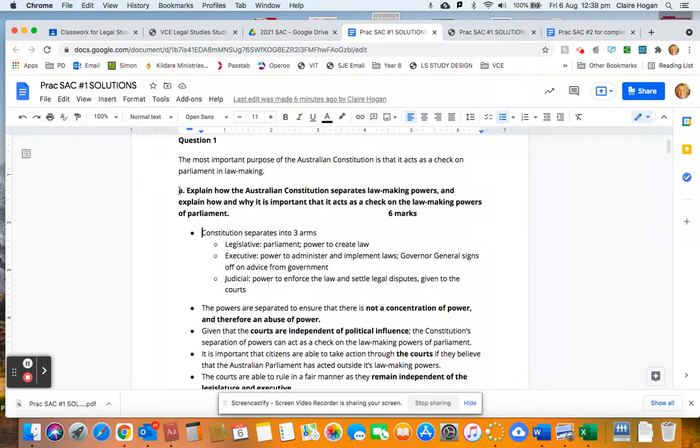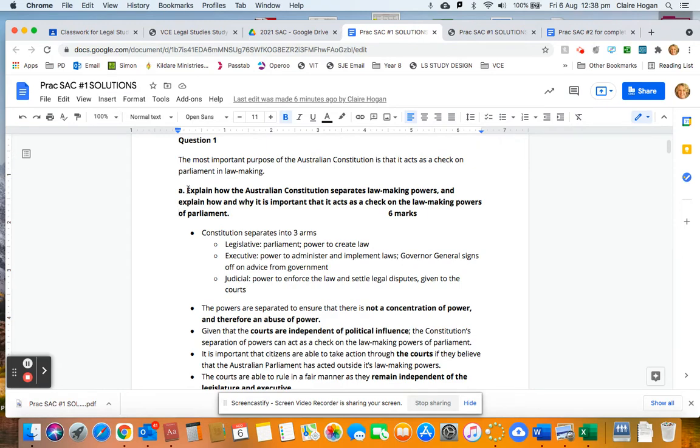Explain how the Australian Constitution separates lawmaking powers, and explain how and why it is important that it acts as a check on the lawmaking powers of Parliament. Right, so for starters, our task word is explain in both cases. So for explain, we don't need to be doing arguments. So there's no strengths or weaknesses in this. It's just explaining those 2 things.